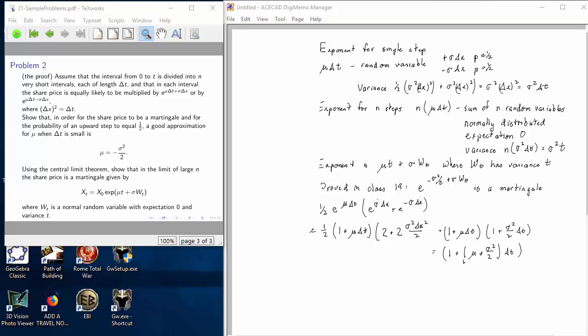And I want this term to be 0 for a martingale. So mu has to be minus sigma squared over 2. And in that case, my e to the mu t turns into e to the minus sigma squared over 2 times t, and my proof is done.